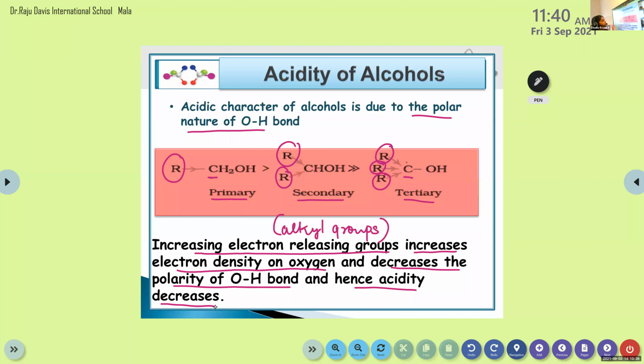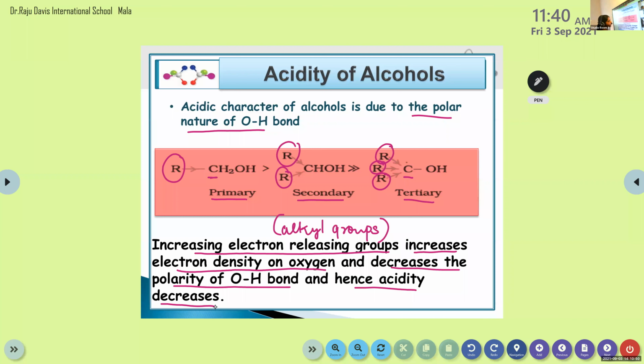Clear, children? If more alkyl groups are present, they will release more electrons to the chain and they will decrease the polarity of the OH bond and the acidity decreases. So the primary alcohol group has more acidic character compared to secondary and tertiary. Clear?